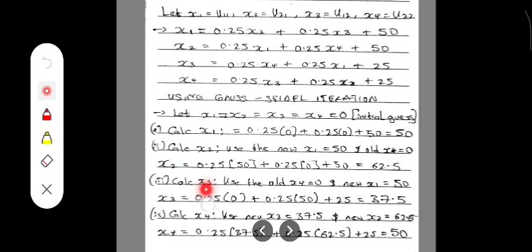Now to calculate s3, we need two variables also, s4 and s1. s4 is still unknown, so we just have the old value for it, while s1 has a new value.